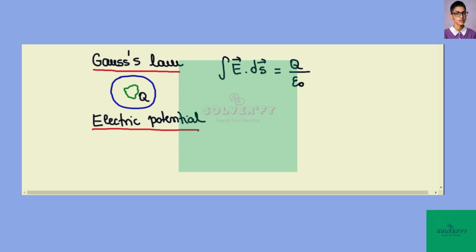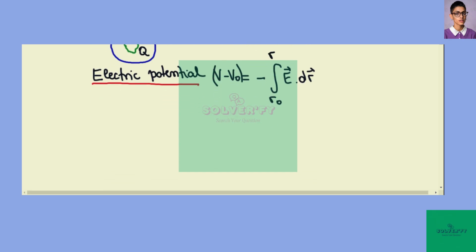Also, we have that the electric potential V is equal to minus the integral of the electric field dot dr. Actually, let me write this as V minus V0. This is the potential difference between R0 and R. Okay, so now we can go on to our exercise.